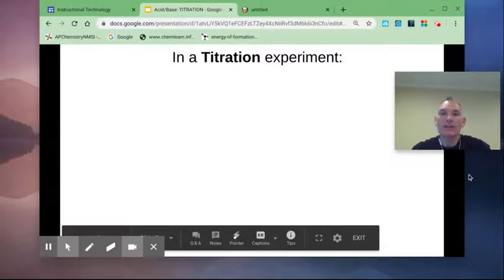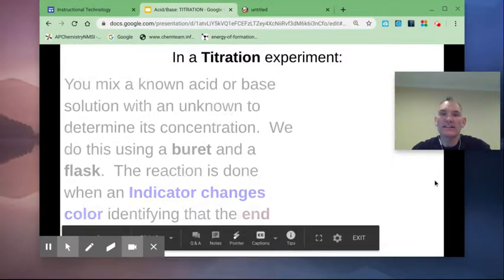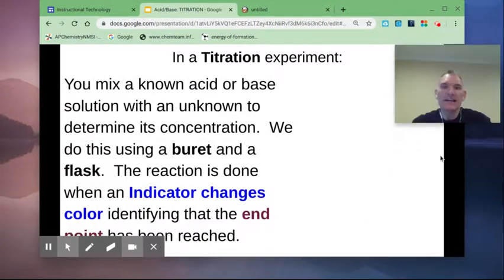Now, when we're talking about titration itself, we're going to have an experiment, and we're going to take an acid or a base in which we don't know one of those concentrations. We take a piece of equipment called a burette. The burette's going to hold the known concentration solution. So if I'm working with a known acid, that would be in my burette. In the flask, at the bottom, I would have my unknown that I'm going to react.